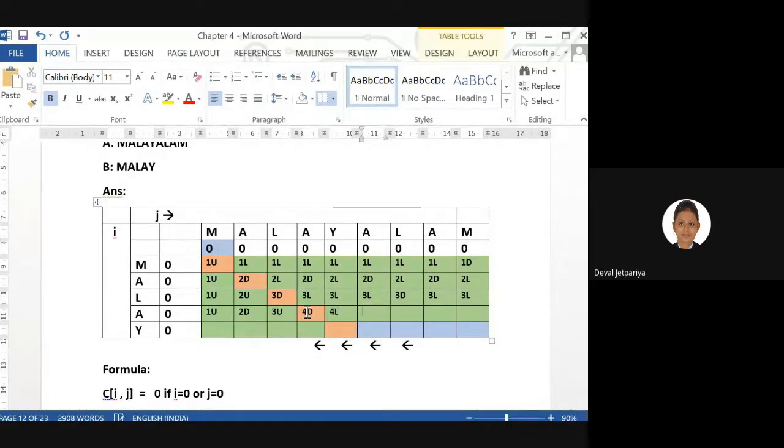And then 4D. Correct. It is not Avinash 3A, it is 3U. Why? Because that 3 you are getting with reference of its above value, not left hand side value. Are you getting?